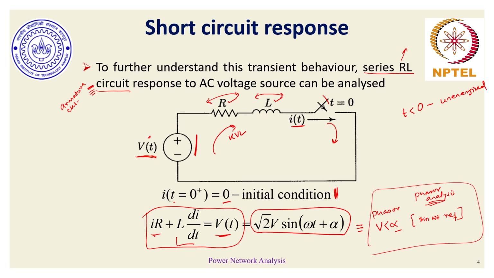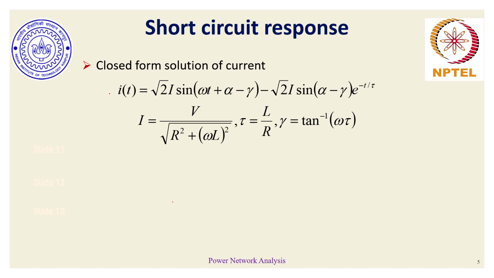Now this is basically a first order differential equation with this initial condition, and if we apply closed form techniques to solve first order differential equations, we can get this expression of i(t) as the closed form solution. This expression has two unique components.